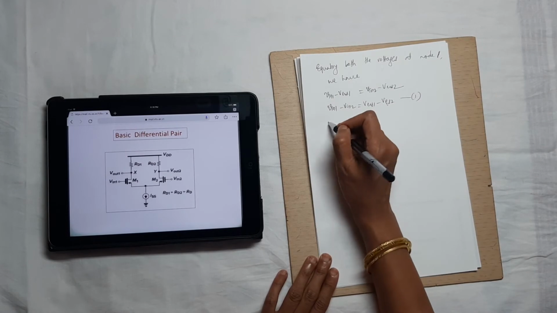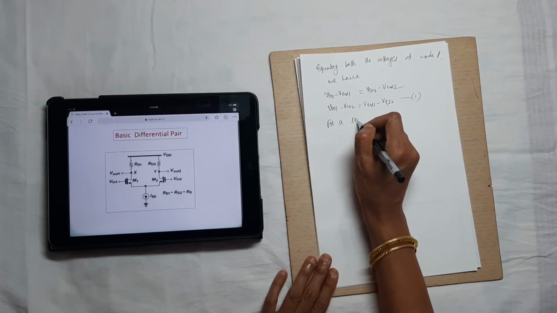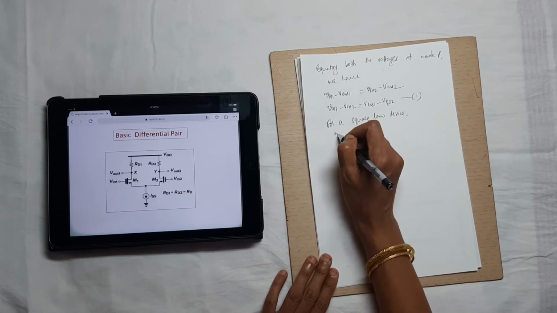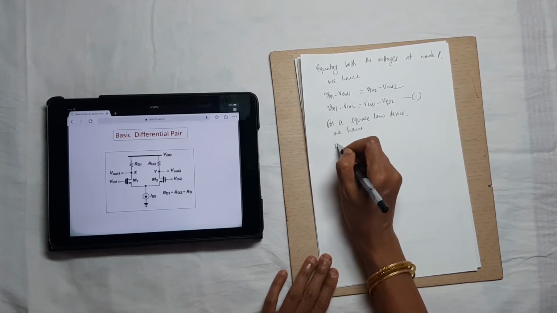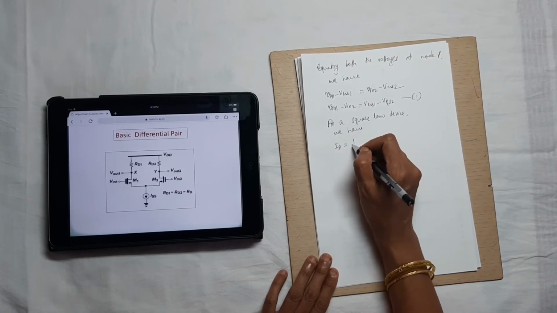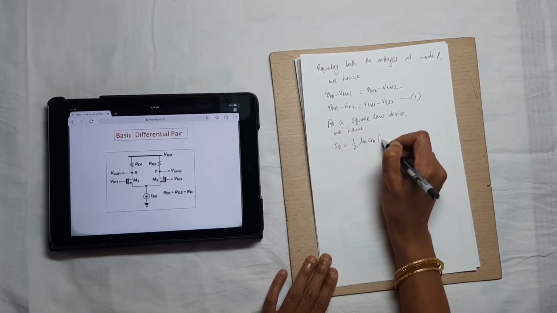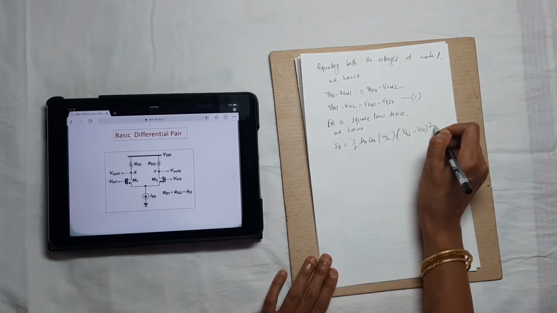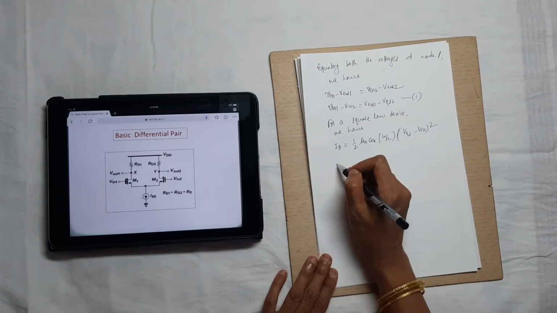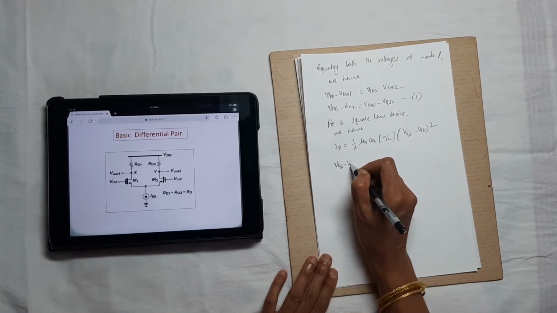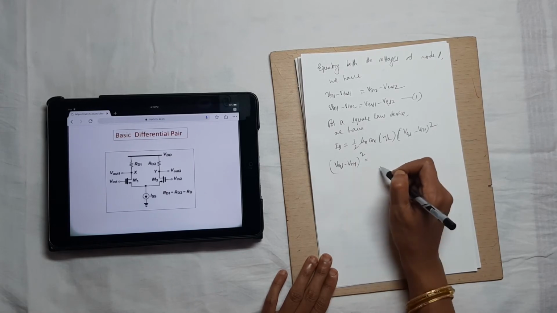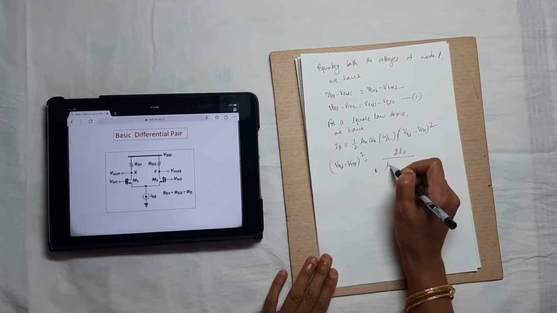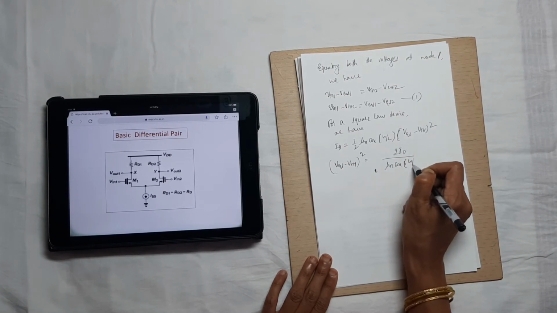For a square law device, we have the drain current, as we have seen, half mu n Cox W by L, VGS minus VTH whole bracket square. From this equation we can write VGS minus VTH whole bracket square is equal to 2ID divided by mu n Cox W by L.